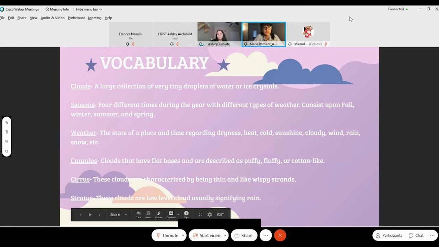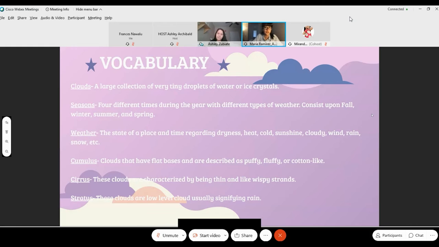So some vocabulary to keep in mind as we read the book. Clouds: a large collection of very tiny droplets of water or ice crystals. The seasons have a lot to do with the different clouds that are out in the sky. There are four different types of seasons during the year, which include fall, winter, summer, and spring. And weather is the state of a place and time regarding dryness, heat, cold, sunshine, wind, rain, and snow, and whether it's going to be cloudy or not.